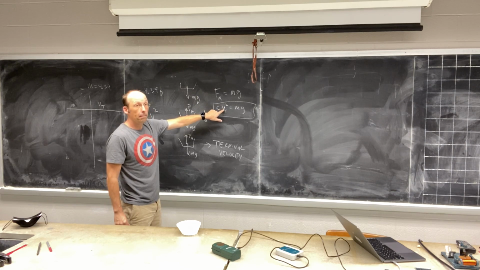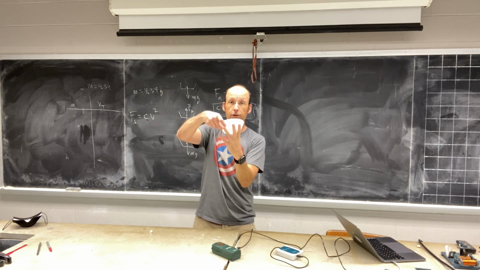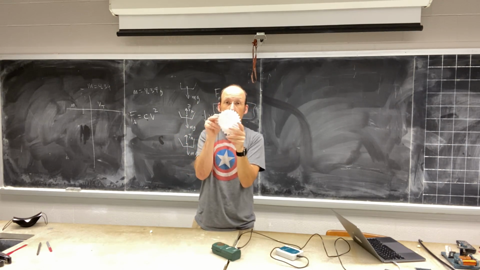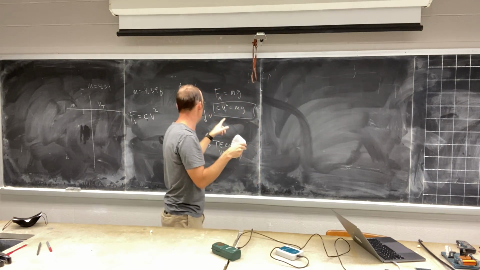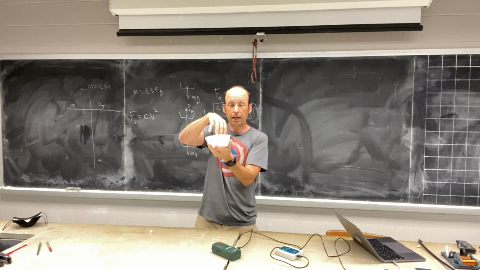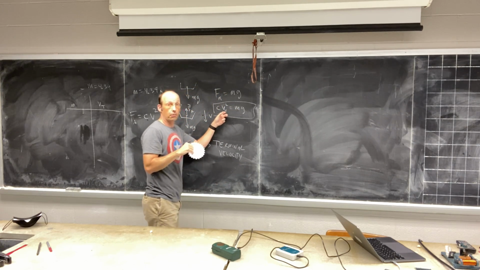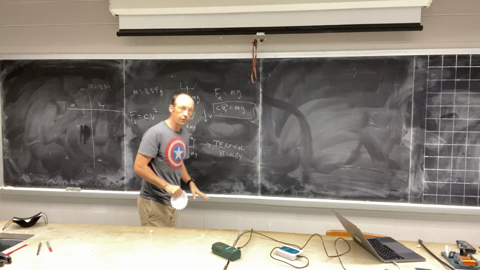So what we're going to do is a couple things. Number one, we're going to measure the terminal velocity for different objects. And the nice thing about these coffee filters is that I can stack them and it doesn't change the drag coefficient c. Because I'm not changing the size, I'm not changing the shape, it doesn't change anything. But by stacking them, I can change the mass. So I can change the mass and get a new terminal velocity and make a graph. So that's what we're going to do.